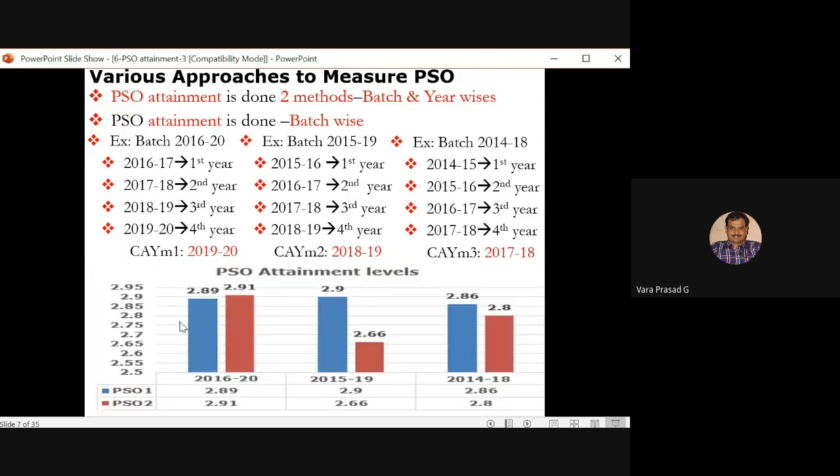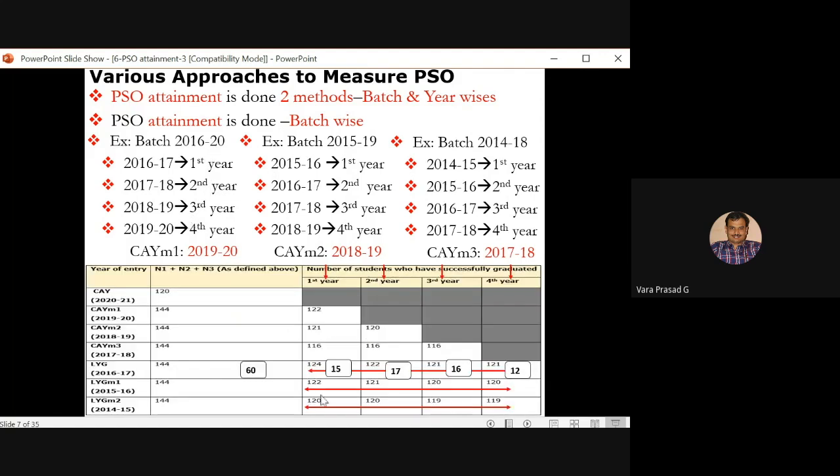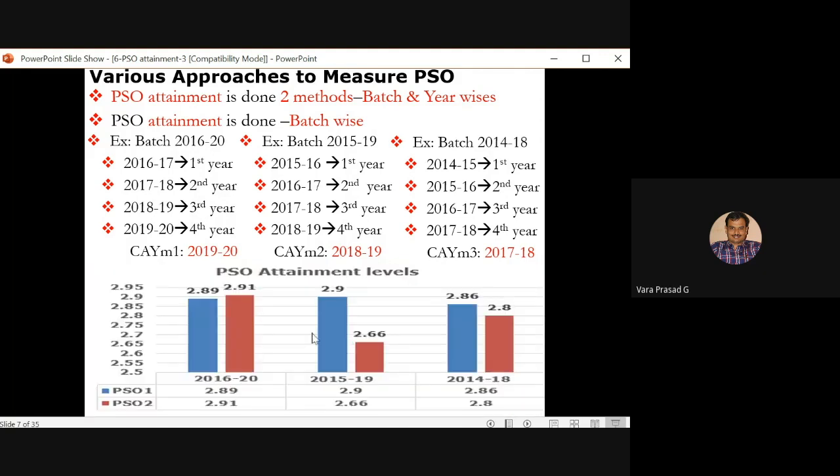Now, you have seen the 2016 admitted batch, which passes out in 2020, and only in 2020 can you calculate the PSO attainment with respect to the 2016 batch. So you take all the 60 subjects and all the students in first year, second year, third year, final year, and then calculate the PSO attainment here. This is the way you get the PSO attainment value.